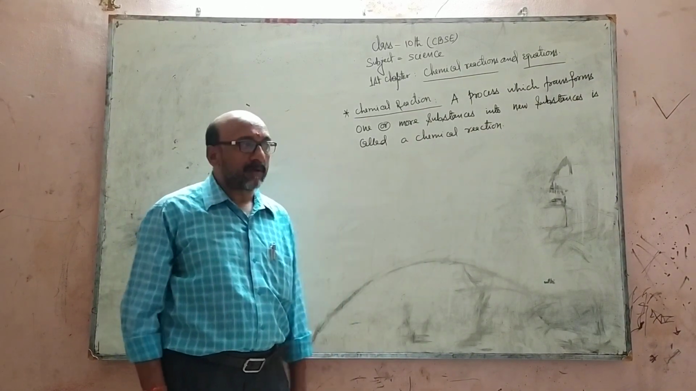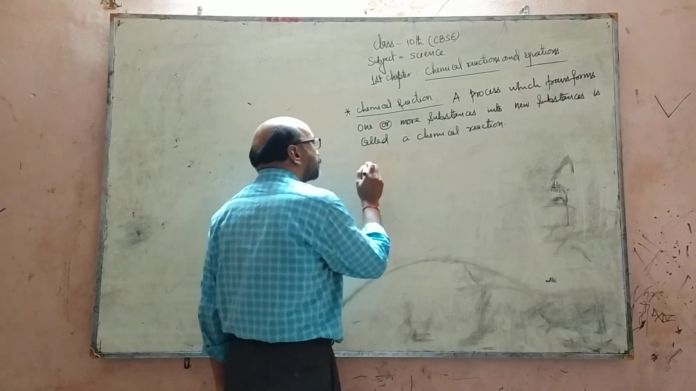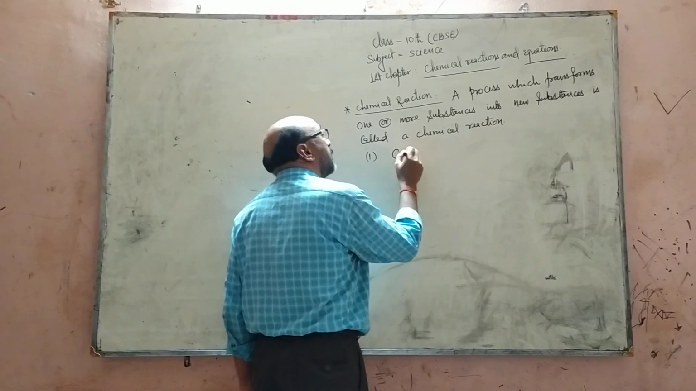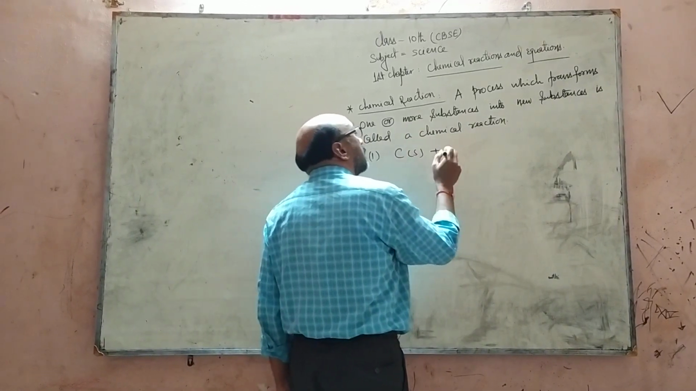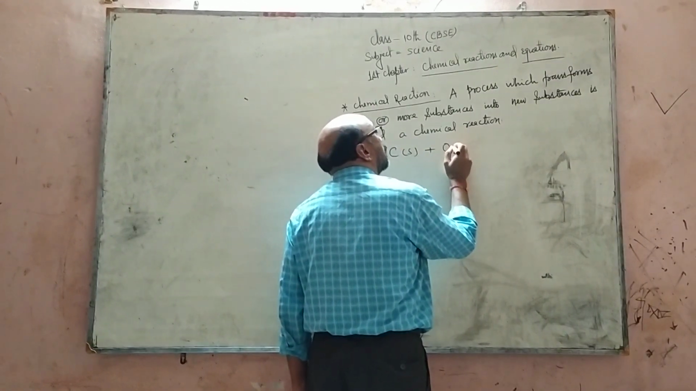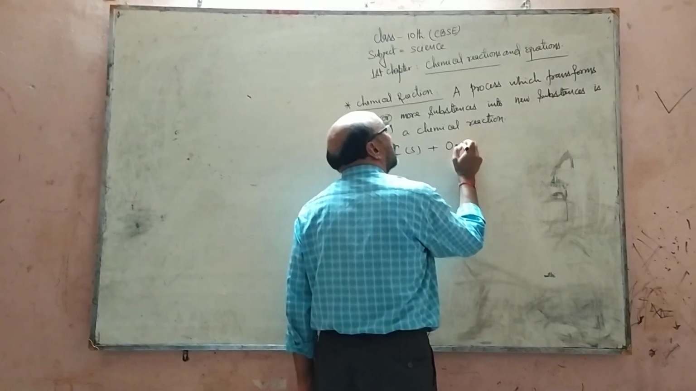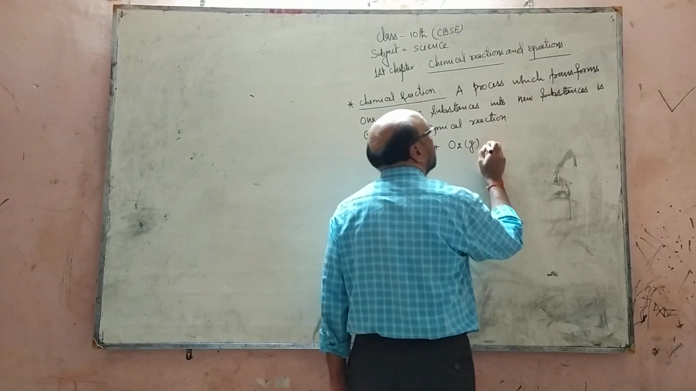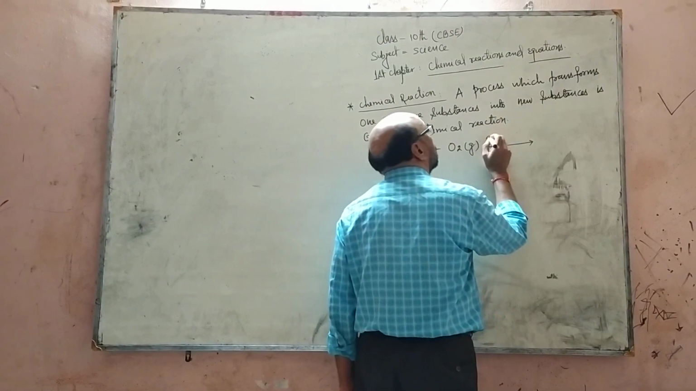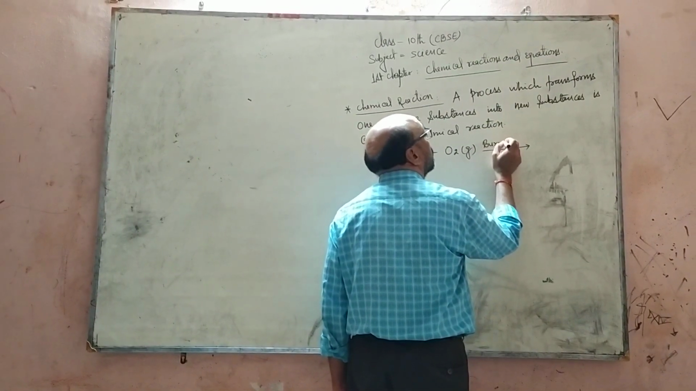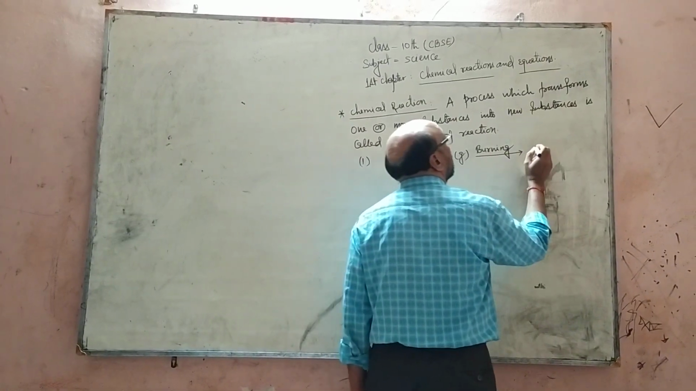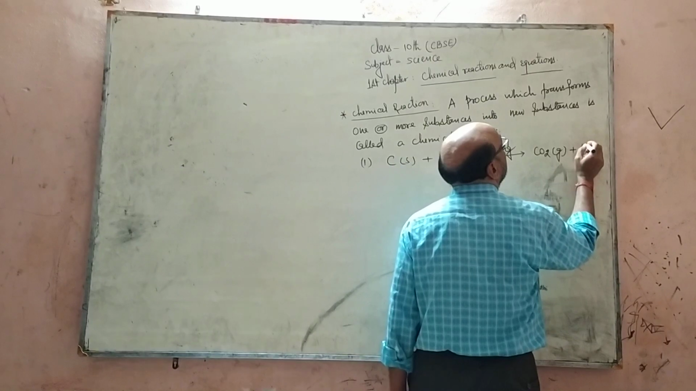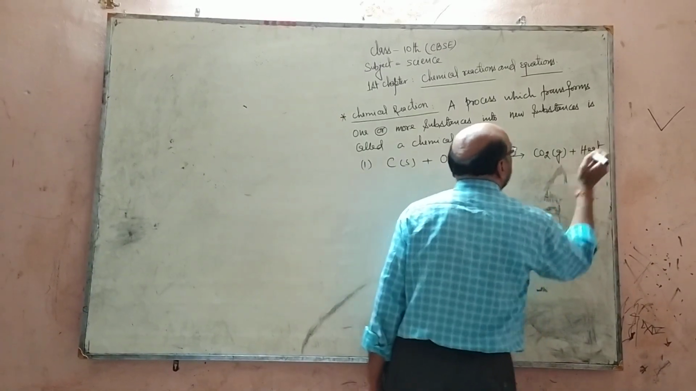For example, we can take a piece of carbon which we allow to burn in air or oxygen. The burning of carbon in air gives carbon dioxide gas with the evolution of heat energy.